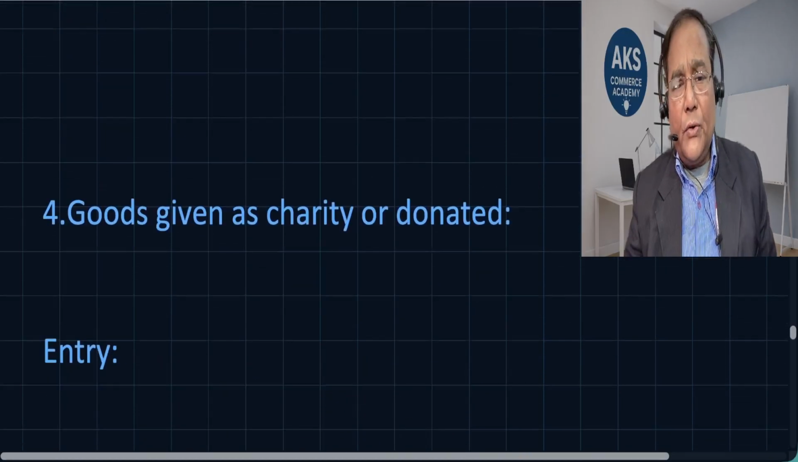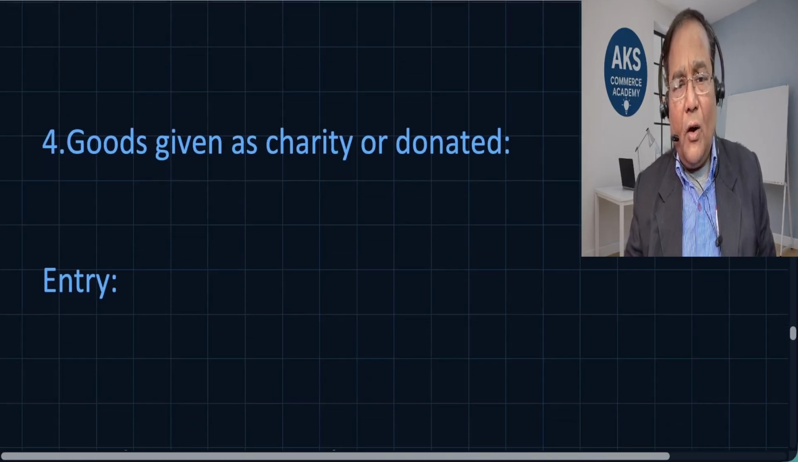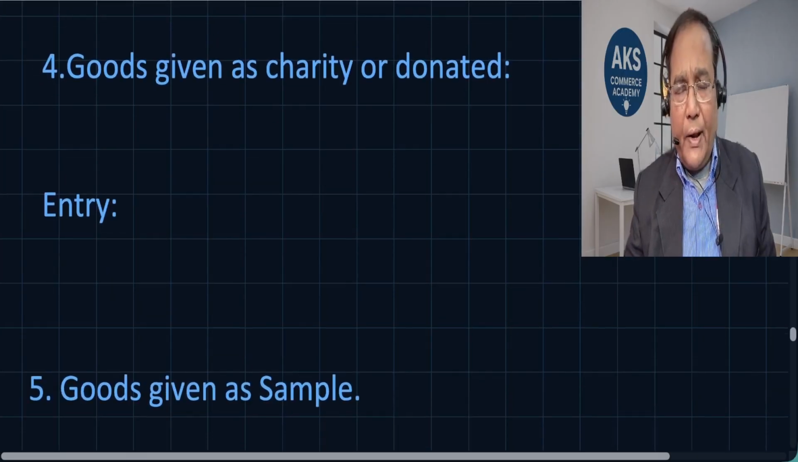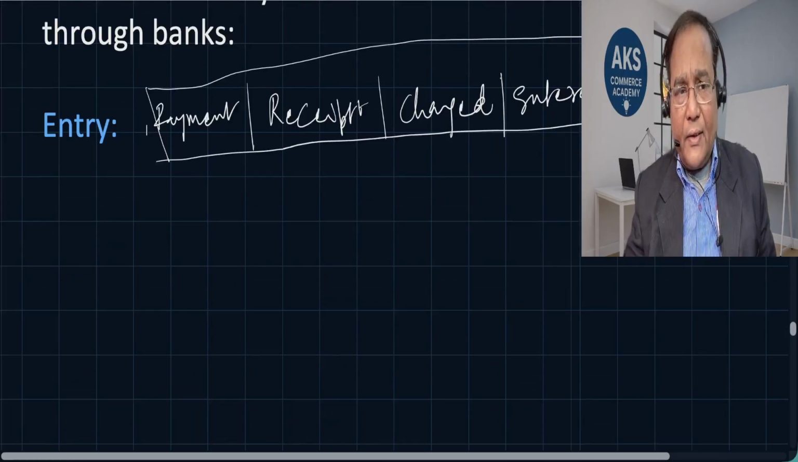Now let us see goods given as charity or donation, the other one. Whenever there is an entry in case of banking, what is the journal entry that we pass? Supposing the bank charges something, we can say bank charges.